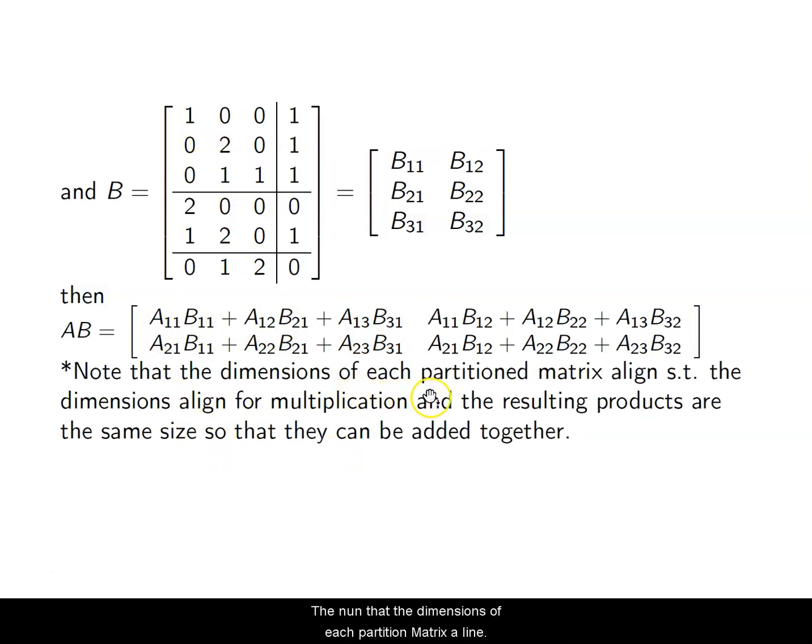So now the dimensions of each partition matrix align, such that the dimensions allow multiplication, and the resulting products are the same size so that they can all be added together.